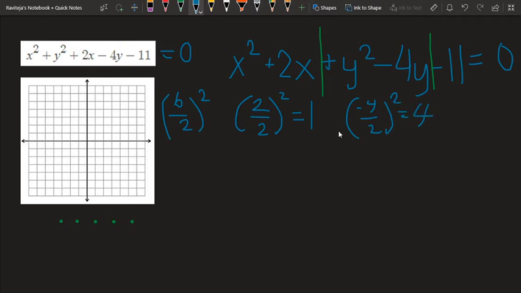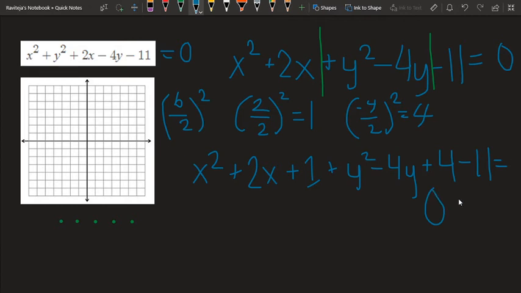So now remember, like we did in completing the square, when we add a 4 and a 1 to this side, we also add it to the other side. So we'd have x squared plus 2x plus 1 plus y squared minus 4y plus 4 minus 11 equals 0. But remember, when we do add the 1 and 4 on both sides, we also want to add 1 and 4 on this side. So this would actually be equal to 0 plus 1 plus 4.